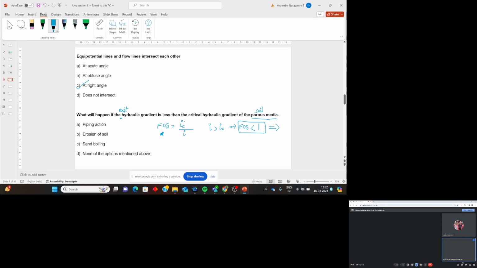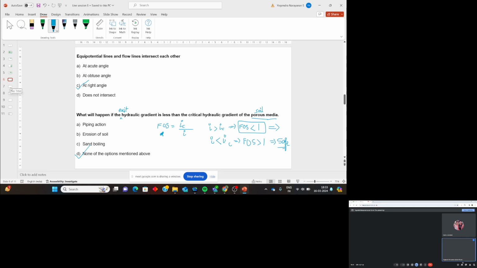But the given question is I is less than IC, which implies FOS is greater than 1, which renders the structure safe. So the option will be none of the above. Are you able to understand or not? Okay, sir.